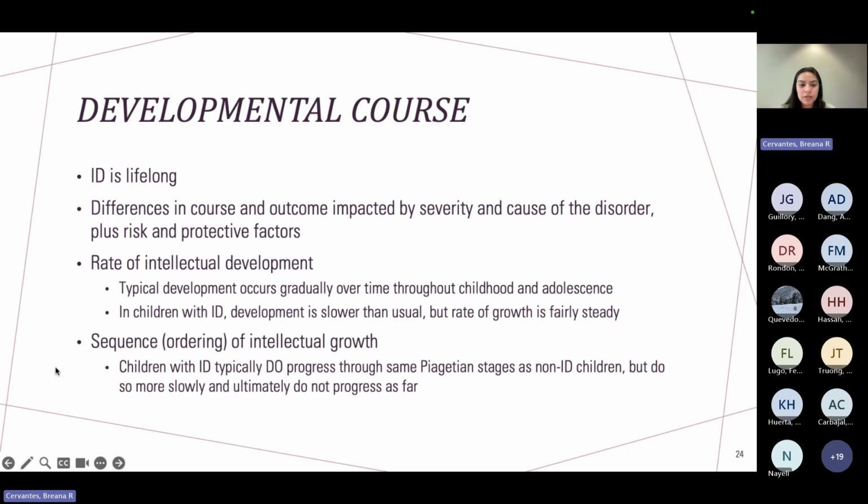Sequence also matters. Children with intellectual disability typically do progress the same through Piaget's stages. If we think of Piaget and the childhood steps we expect them to go through, all the different tasks we expect kids to develop, things like object permanence, those things still occur over time, right?